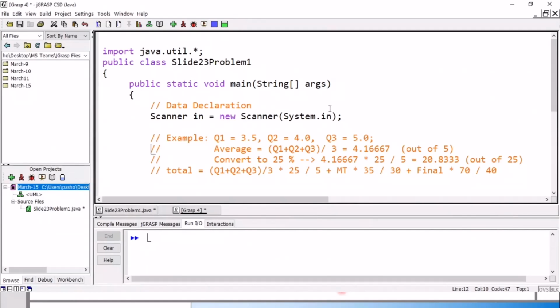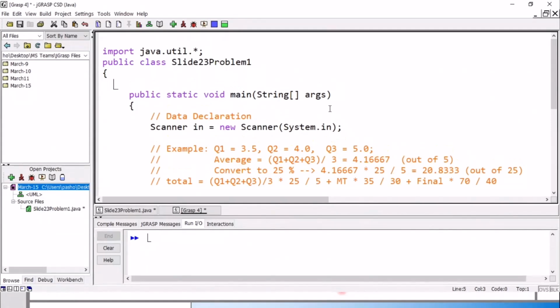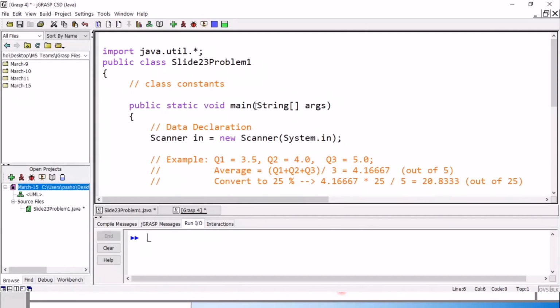Let me do it for you. So this area is for the constants. Class constants. I'm going to call it class constants because they are defined inside the class, not inside main. So we will have 6 constants. First, we need to write public, static, final, double. So we will have, first, I'm going to call it quiz mark, and this is equal to 5.0. When we grade the quiz, it will be out of 5.